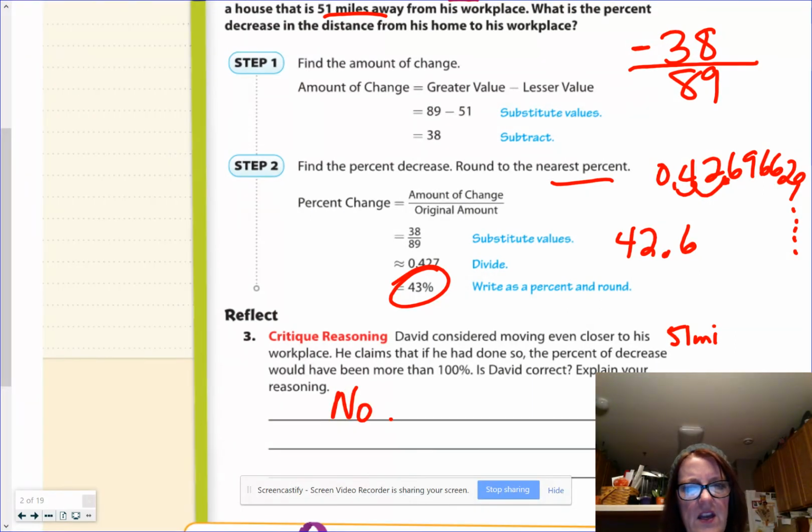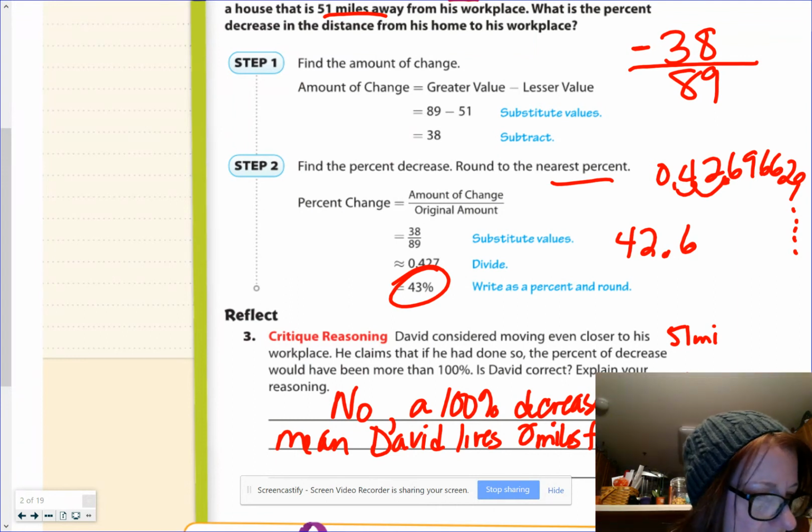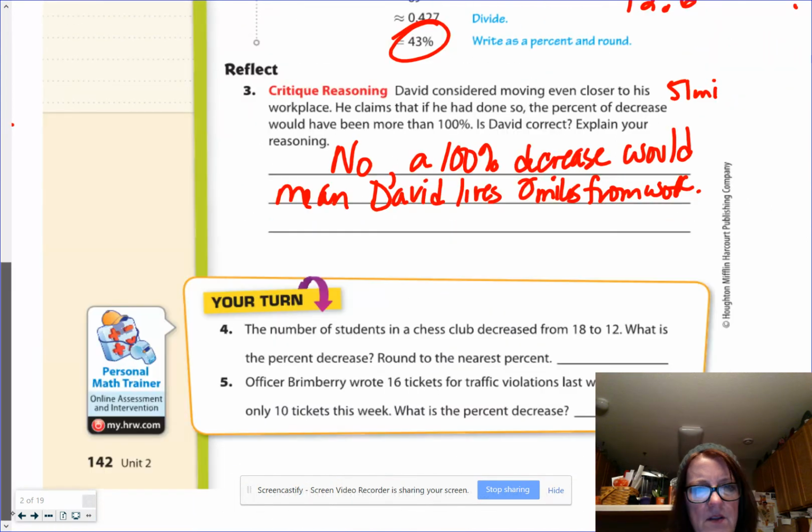And it says explain why. You can just say this. A 100% decrease would mean David lives 0 miles from work. Sorry, I'm sloppy here. So to be greater than that decrease just simply isn't possible. It doesn't make sense. All right, let's take a look at some of these last ones here in the bottom.